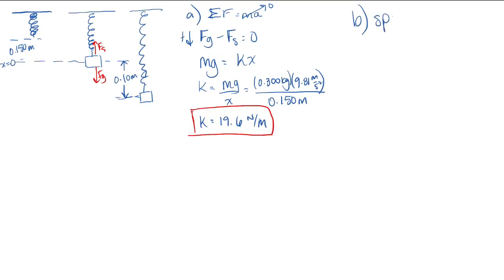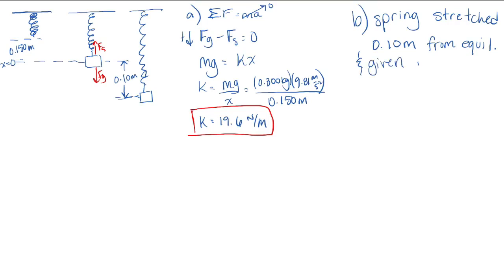So since the spring was stretched 0.10 meters from equilibrium, I'm just using equal because I don't want to write it all out. And it was given no initial speed, like not given an extra push, right? Then we know that our amplitude, which is our maximum displacement, is the same.